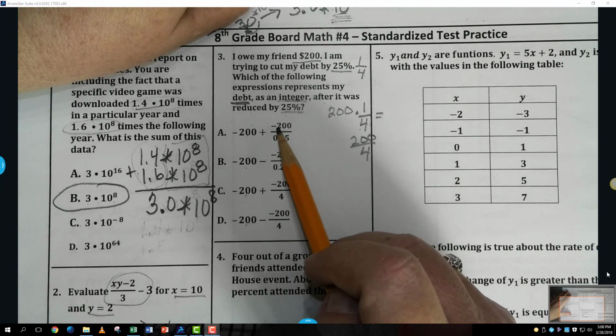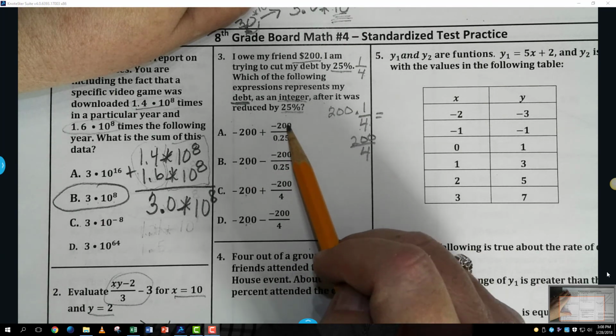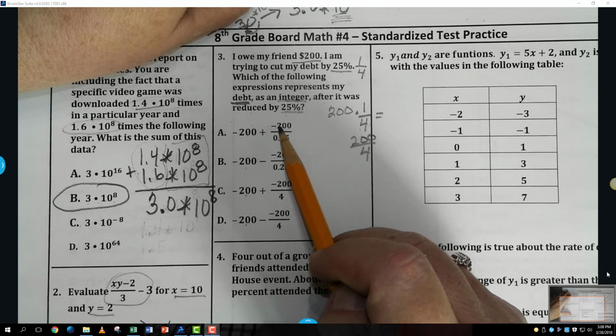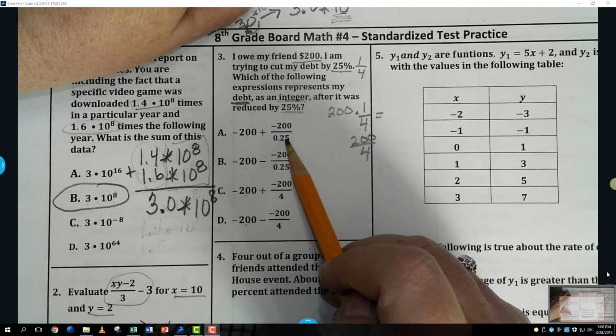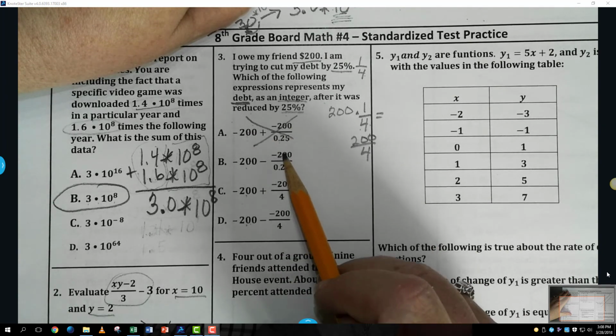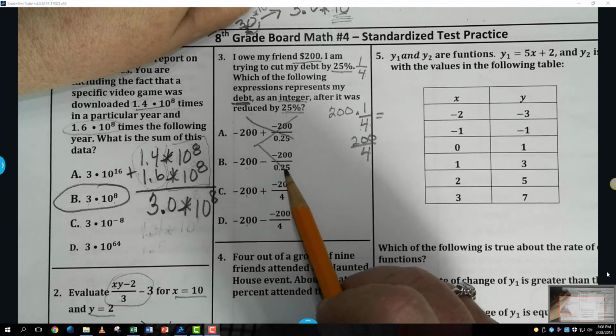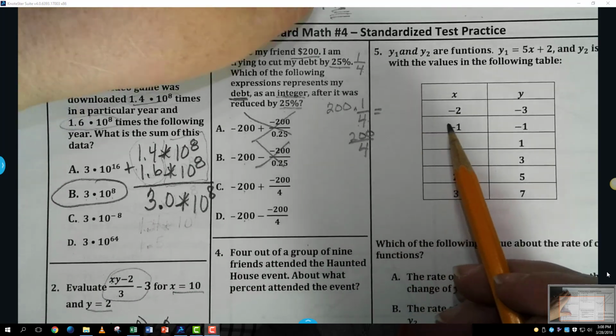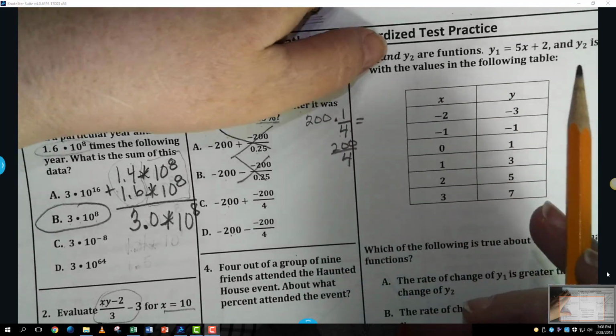This is 200. I'm not going to worry about the negative part for a second. We're going to talk about that in a minute. But this is the 200 divided by 0.25. That's not going to be good. This is also the 200 divided by 0.25. I'm dividing it by 4, right? Because it's 1/4 of what I'm doing, a quarter, 25%.